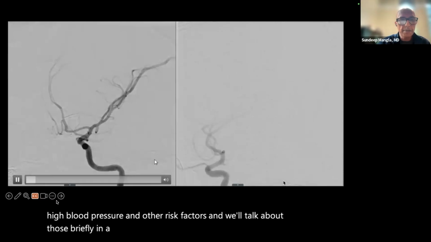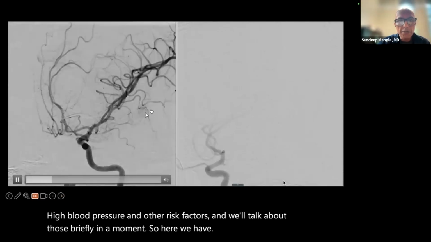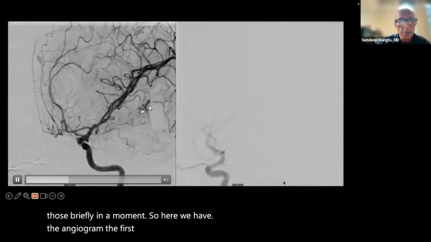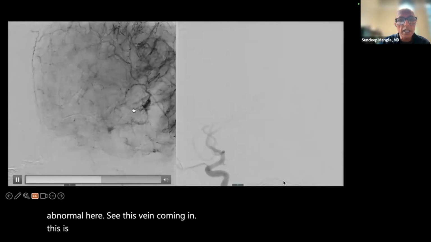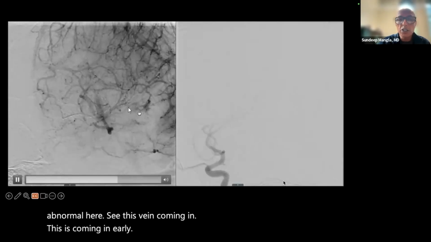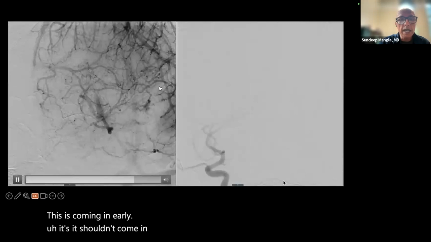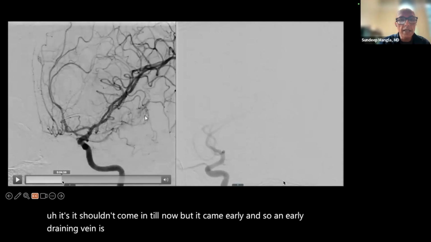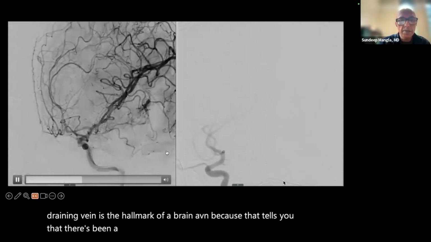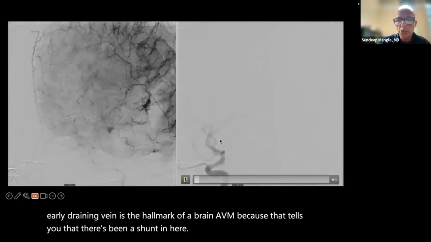So here we have the angiogram, the first angiogram, and we see something abnormal here. See this vein coming in? This is coming in early. It shouldn't come in till now, but it came early. And so an early draining vein is the hallmark of a brain AVM, because that tells you that there's been a shunt in here, a short circuit.